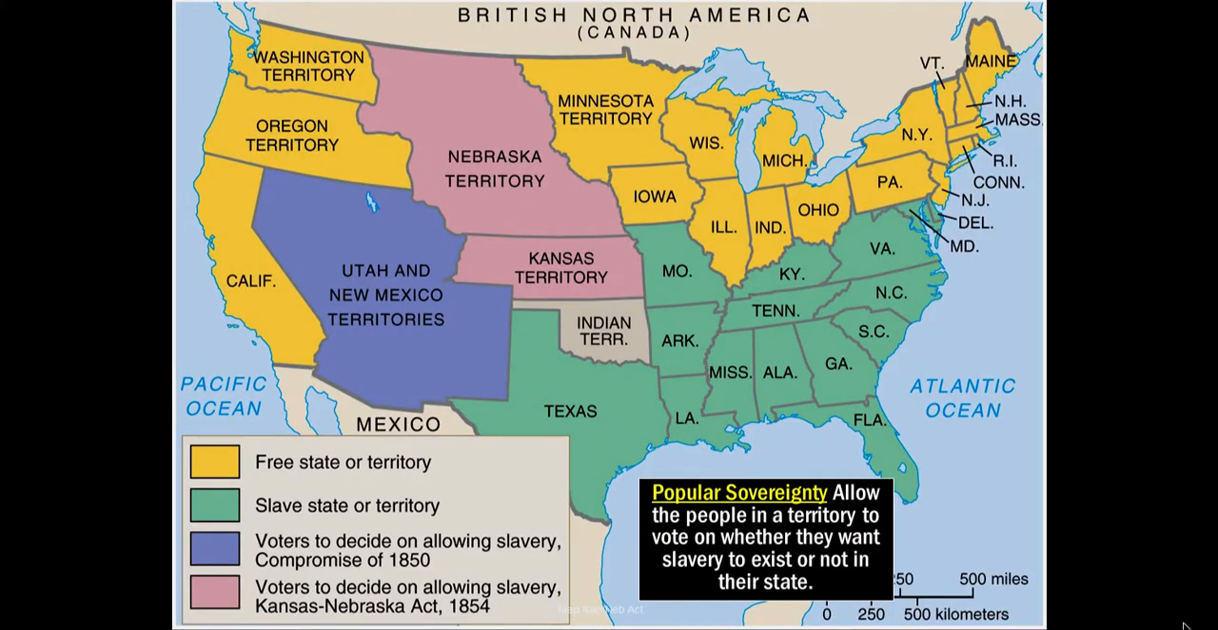If you look at the map here, again, now with the Kansas-Nebraska Act at play, this is where things stand at around 1854. And that's it. We'll get more into the violence in Kansas and other things as we move along here.